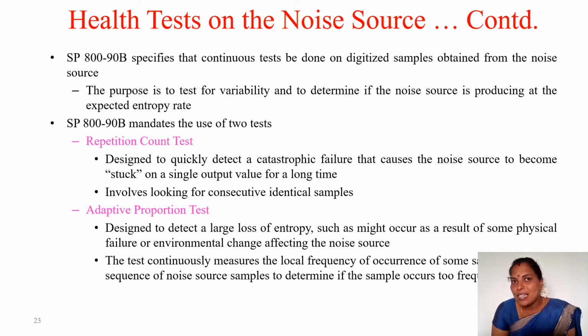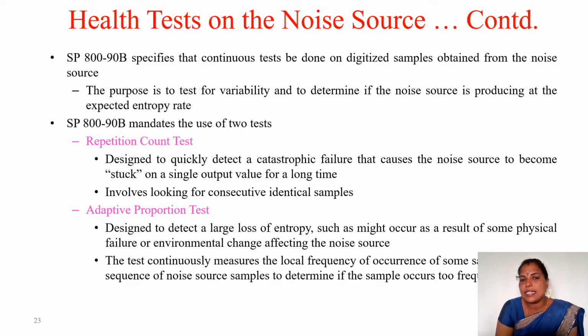Likewise, we test whether bias is there or not in this random number. For this we also have a standard, SP 800-90B, which specifies that continuous tests be done on digitized samples obtained from the noise source. The purpose is to test for variability and to determine if the noise source is producing at the expected entropy rate. Two tests are always there. If you generate a random number using a true random number generator, that number has to be passed through these two tests, the repetition count test and the adaptive proportion test.